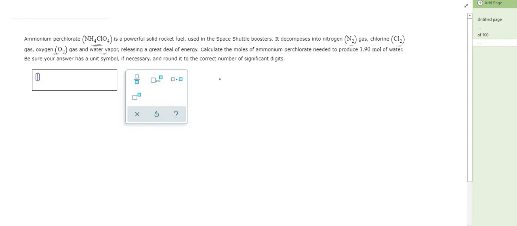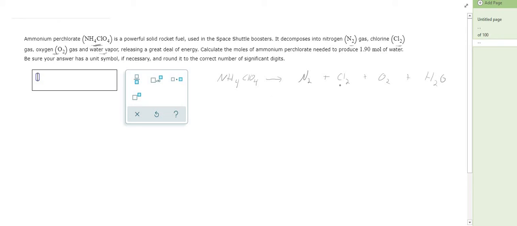So we're going to have here ammonium perchlorate, which is going to then decompose into nitrogen, plus it's going to go into chlorine, plus oxygen, plus water vapor. Okay, so the first thing we have to do is get the chemistry right. I have to make sure that we get a right chemical equation, that it's balanced.